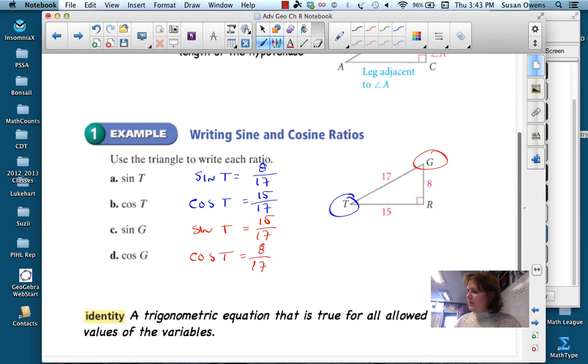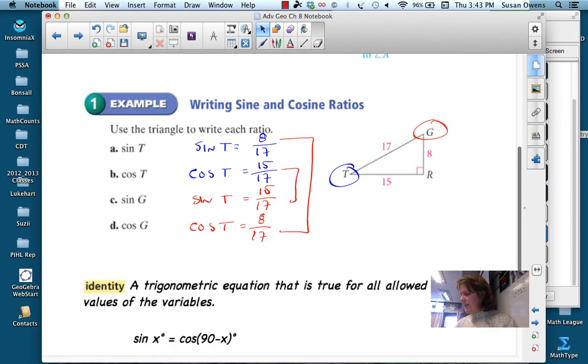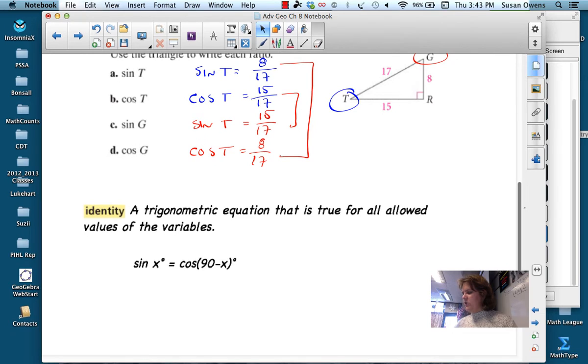So what they want you to notice is these two are the same and these two are the same. So what's always true is the sine of an angle is always equal to the cosine of its complement. Okay? And that's what's called an identity. An identity is a trigonometric equation that is true for all allowed values of the variables. And you're going to learn a lot of these in pre-calc because what they let you do is simplify equations that have sine and cosine and tangent in them.